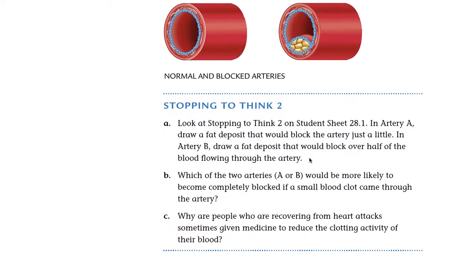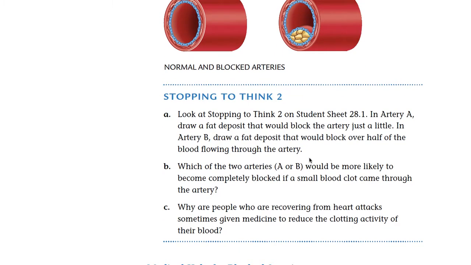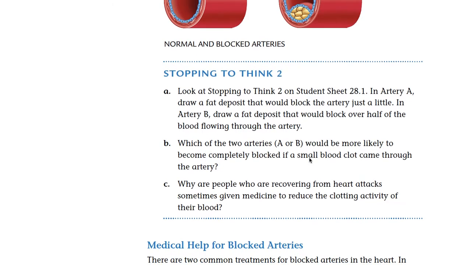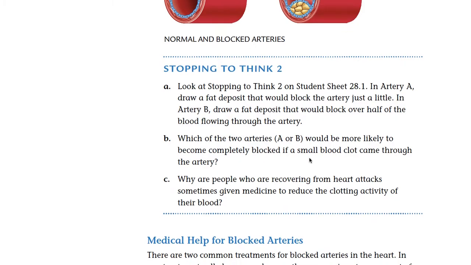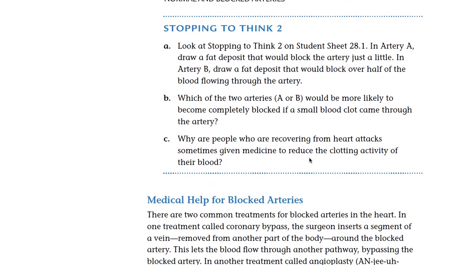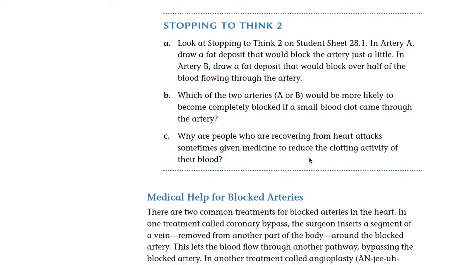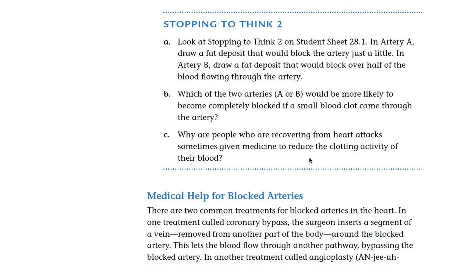So look at stop to think question 2 on student sheet 28.1. In artery A, draw a fat deposit that would block the artery just a little. In artery B, draw a fat deposit that would block over half the blood flowing through the artery. Which of these two arteries, A or B, would be more likely to become completely blocked if a small blood clot came through the artery? Why are people who are recovering from heart attacks sometimes given medicines to reduce the clotting activity of their blood?